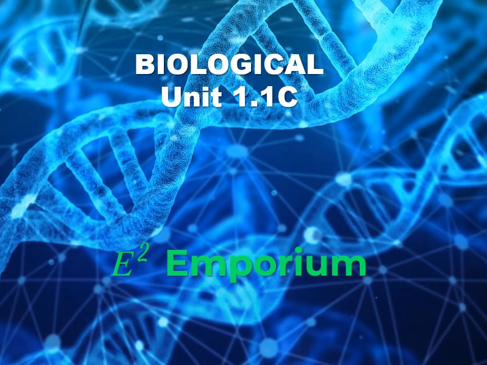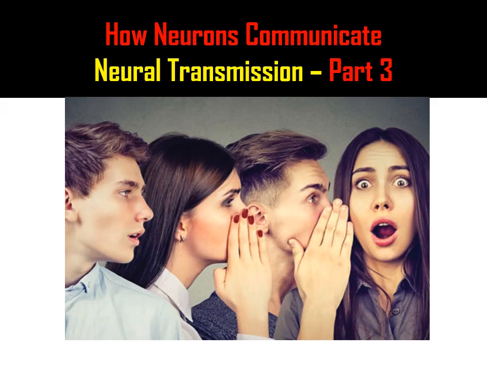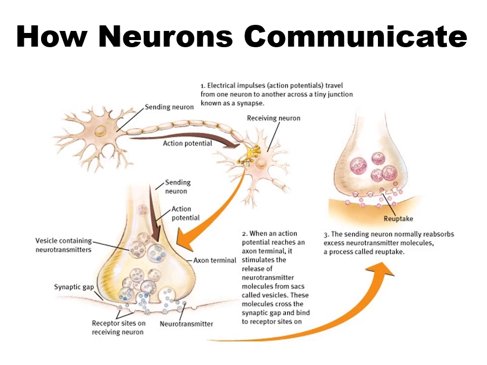Today we will be looking at how neurons communicate. Part 3, Neural Transmission. So this chart came from the Myers textbook. It shows you everything we're going to go over today about how neurons communicate.